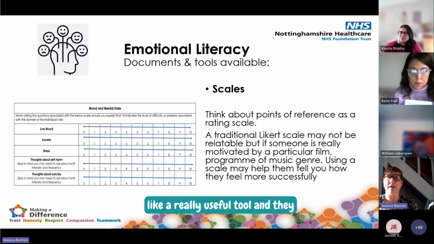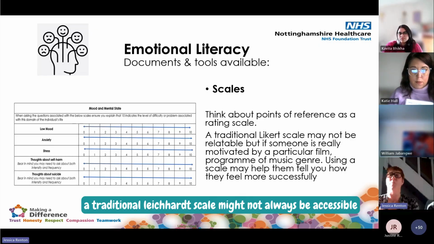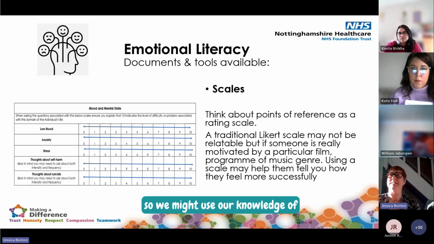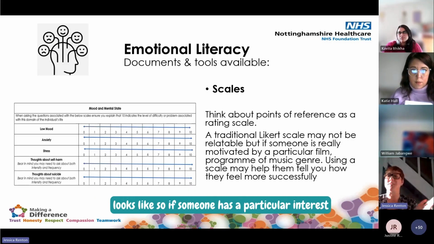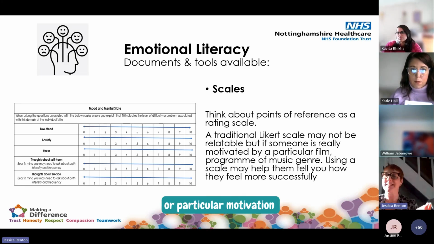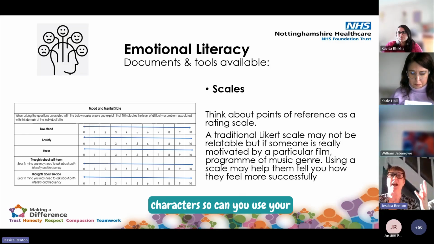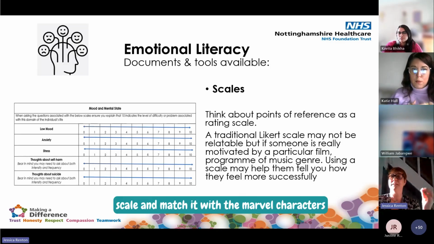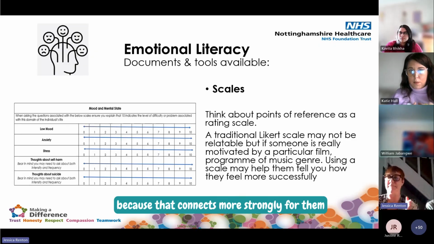So now we're just talking about scales. Scales can feel like a really useful tool, and they can be, absolutely, but a traditional Likert scale might not always be accessible. So we might need to use our knowledge of the person we're supporting to think about what that scale looks like. If someone has a particular interest or a particular motivation, I know someone it's been Marvel characters, can you use your scale and match it with the Marvel characters to support that person to be able to rate themselves, because that connects more strongly for them.